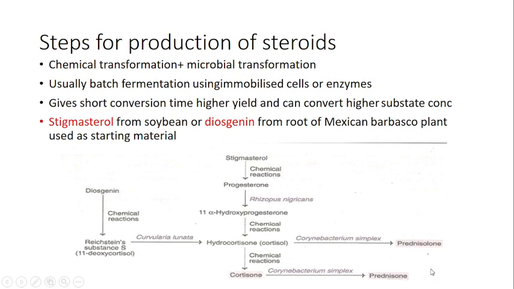Diosgenin can be converted by chemical reaction into the substrate S, which is converted into hydrocortisone by the microorganism Curvularia lunata. So now steroids are produced using a combination, and different steroids are produced from the same starting materials. Why? Because steroids have a similar structure.